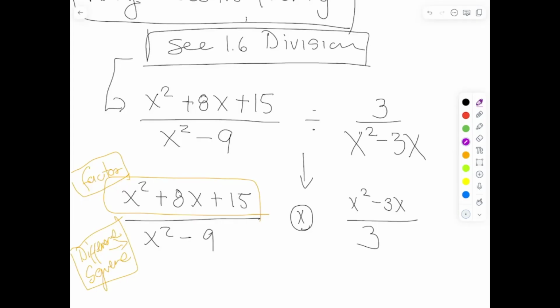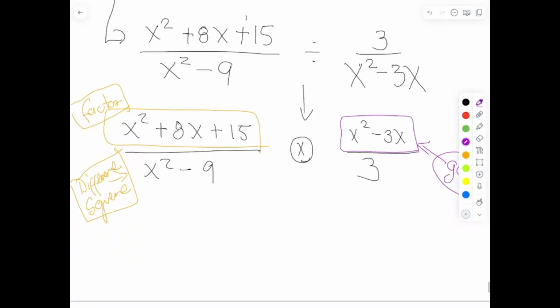Today, we touched on this one, which is the greatest common factor. So let's do that one since we touched on it. So the numerator here, what is common to both here?